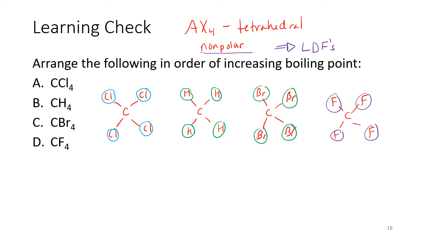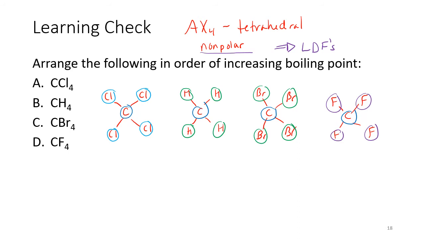Since they all have the same shape, we can't use geometry in order to determine which one is going to have the strongest London dispersion forces. But we can think about the size of the molecule or how many electrons it would bring to the dance. All of the central atoms are identical, each central atom being carbon. So if we compare the difference in the number of electrons of the outer atoms, we can make some assumptions about the London dispersion forces.